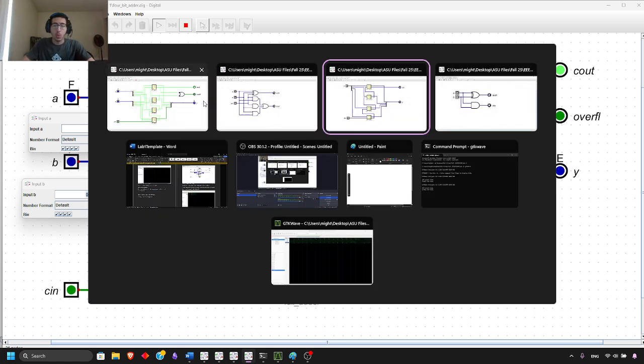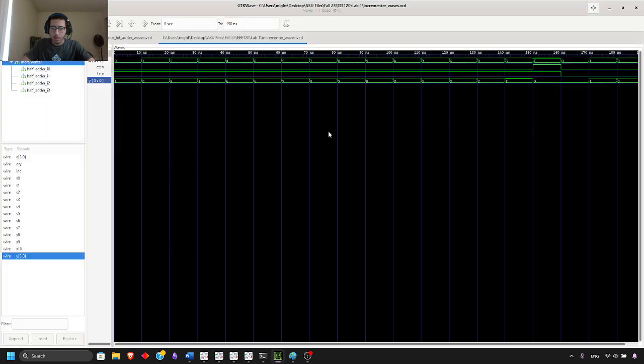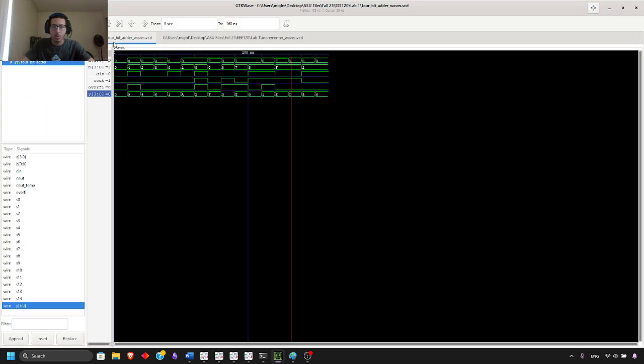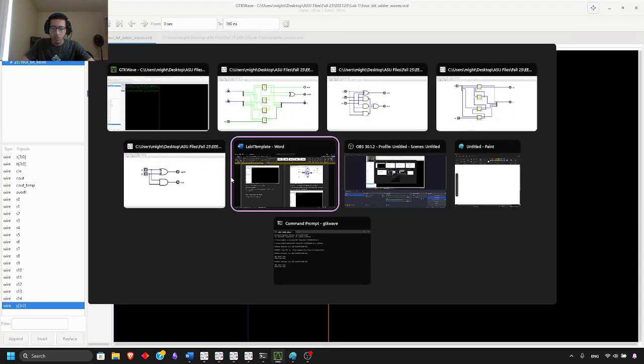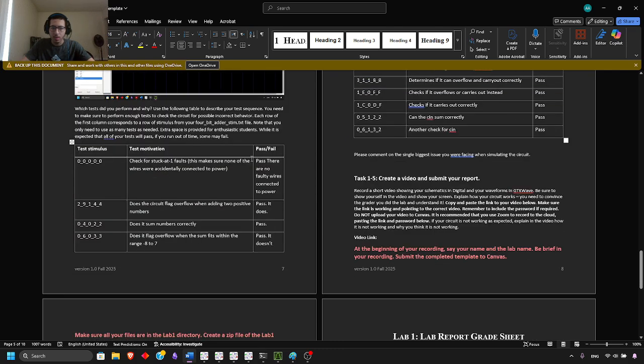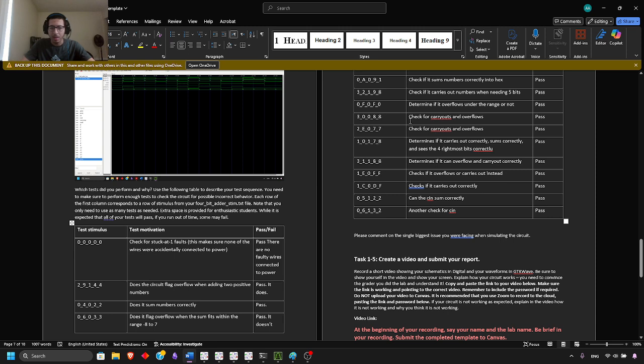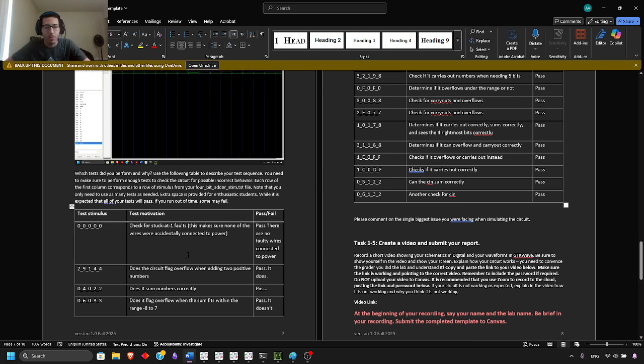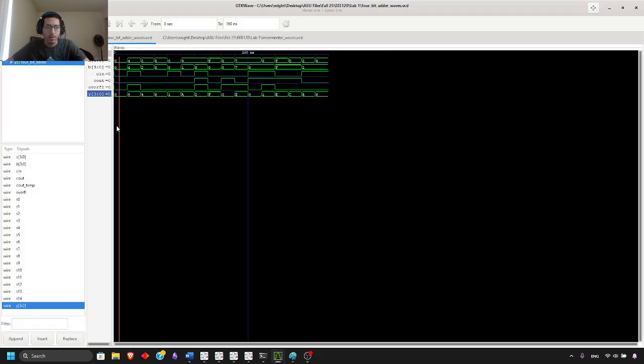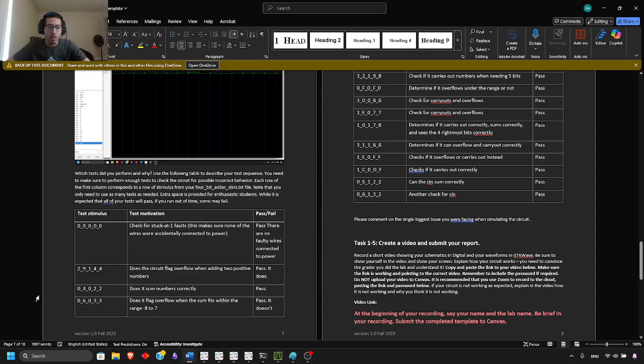So we went to the GTK wave to simulate and test if the program is working. This is the 4-bit adder, and these are my test results. And here is what I used to test them. I used 16 entries. Some checked the same thing, but I was checking for consistency. For example, 0, 0, 0 checks if there are any faults, and no, there's not, everything is zero. The output is zero. Here, 9, 1, 4 does flag overflow when adding two positive numbers.